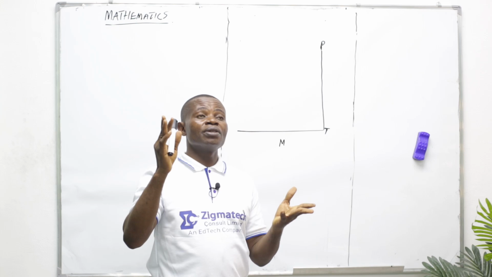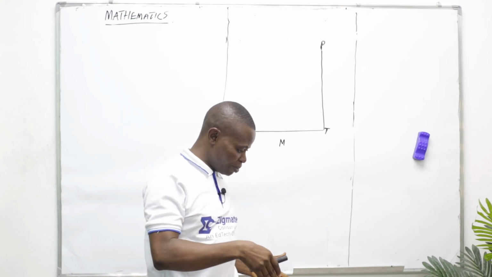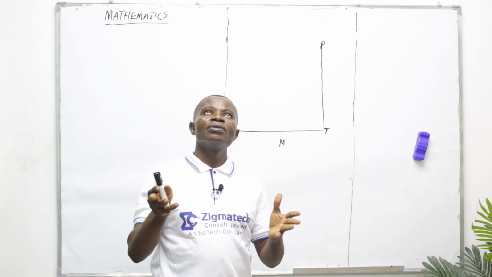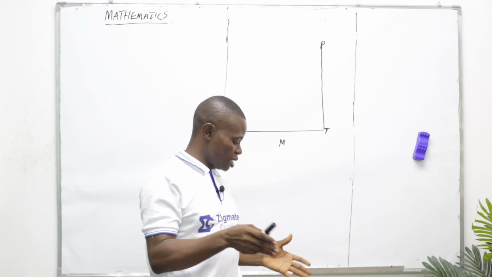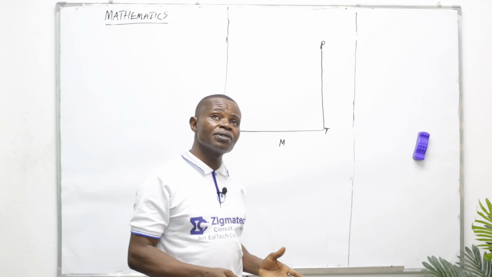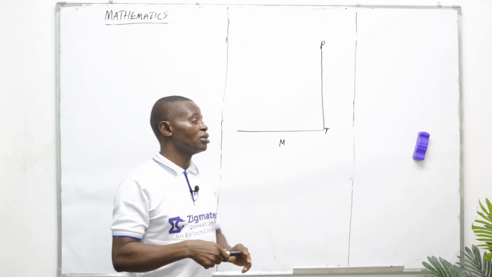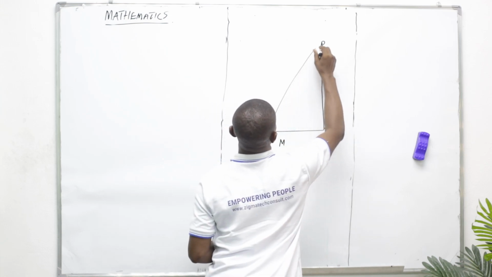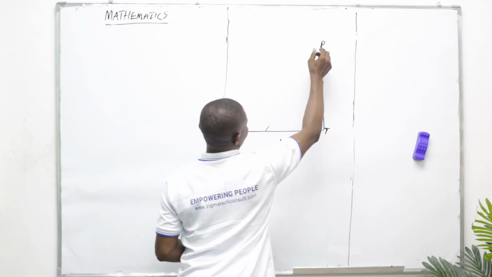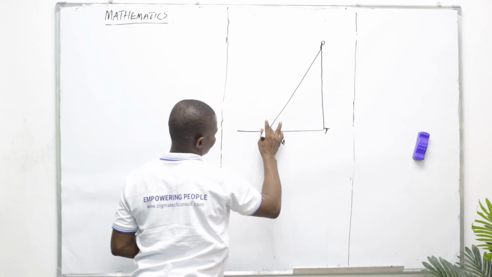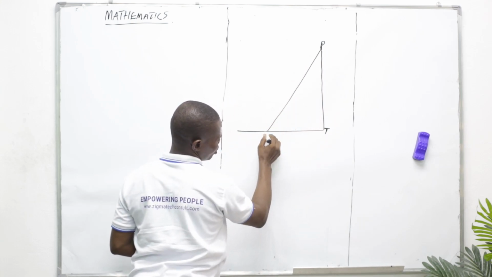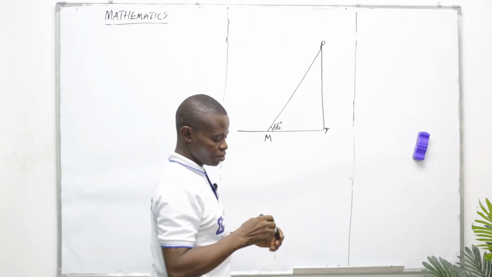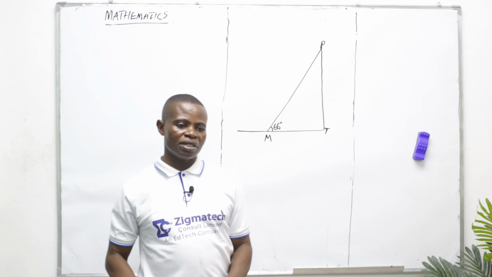If you climb a tree, you are looking down. That is depression. Elevation, looking up. Then depression, looking down. So this person was looking up this way, here. Use your ruler to draw well. This is the position of this board. 66 degrees. Okay? That is his position.